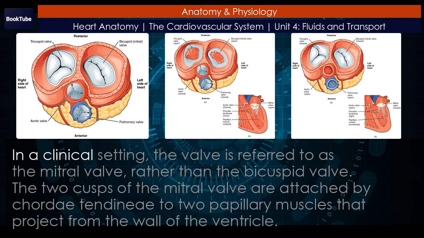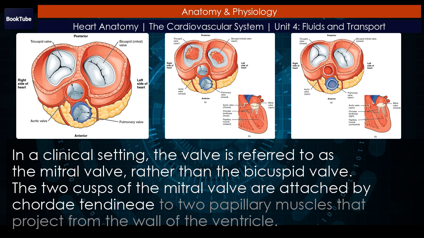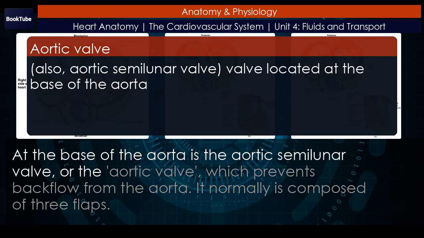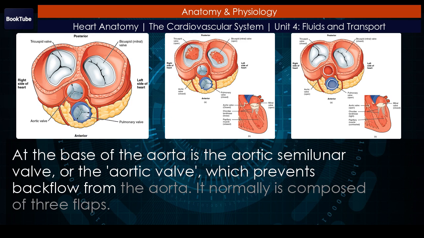In a clinical setting, the valve is referred to as the mitral valve, rather than the bicuspid valve. The two cusps of the mitral valve are attached by chordae tendineae to two papillary muscles that project from the wall of the ventricle. At the base of the aorta is the aortic semilunar valve, or the aortic valve, which prevents backflow from the aorta.